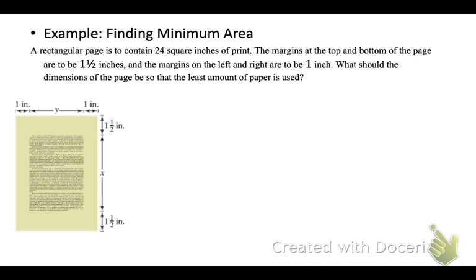it says to contain 24 square inches of print. So what is my print dimensions? 24. Right, but what are they? X and Y, yes? Because X and Y is just the print. So we know 24 equals x times y, xy. I was going to say plus. It's area. Area is not plus, is it? Okay.